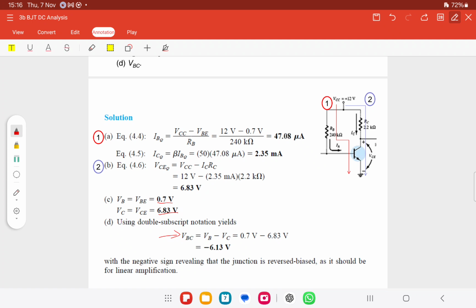Saya nak tunjuk yang VBC dapat negatif tu. Ilhan? VBC. Kalau simple punya sangat ni.